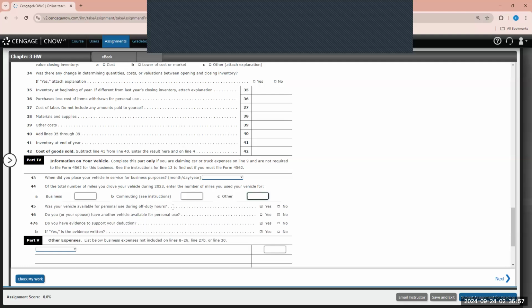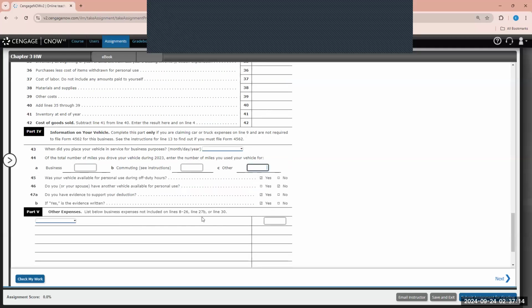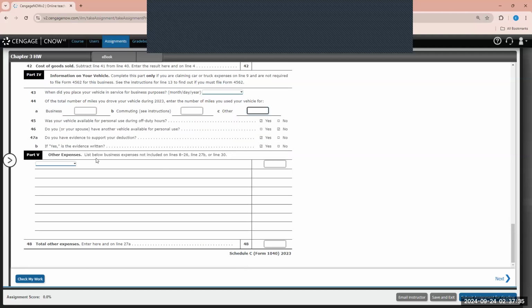Then you also need to account for these questions. Was the vehicle available for personal use during off-duty hours? If it was also used for personal use, then we can only allocate the business portion. If it's 100% used for business, then everything is basically written off 100%, nothing to worry about, right? It asks, do you have another vehicle available for personal use? Do you have any evidence to support your deduction? So an odometer, there are certain programs whereby you can track your mileage when you meet with clients or do anything business related. And then lastly, if the evidence is written. And then lastly, we just have part 5, as we mentioned earlier, some other expenses.